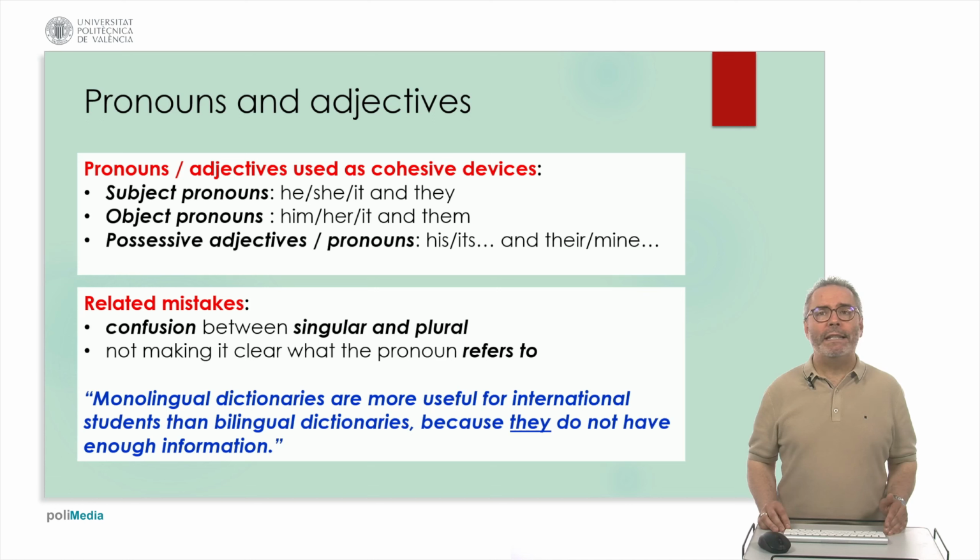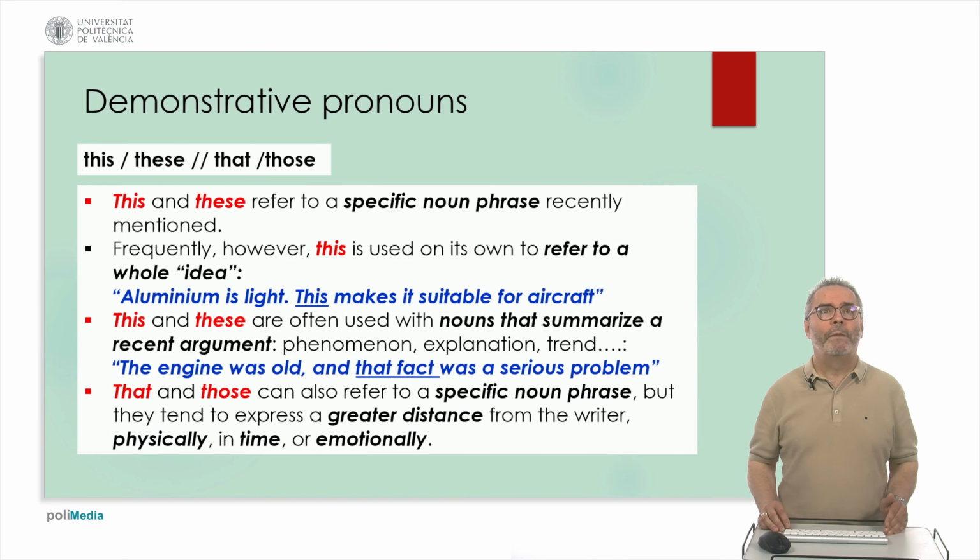For example, in this incorrect sentence, not incorrect, but not cohesive sentence. Monolingual dictionaries are more useful for international students than bilingual dictionaries because they do not have enough information. They, in this example, can be a source of ambiguity.